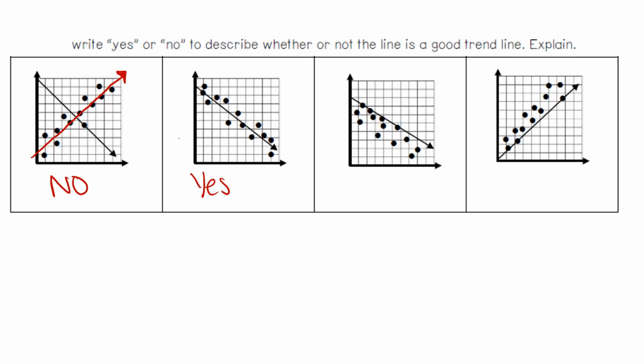Number 2 is a good trend line. That line goes through the middle of most of those scatter plot points. Number 3 is not a good trend line. It's a little bit too high. We want it to go through the middle of the points. And number 4 is also not a good trend line. It's a bit too low. Again, we want it to go through the middle of the scatter plot.